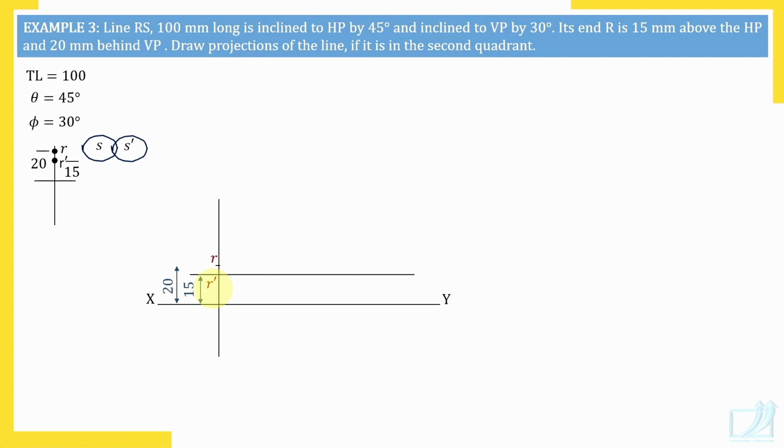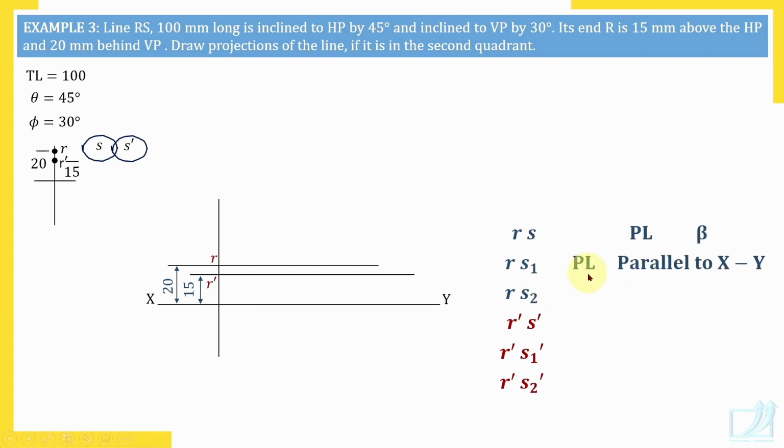Now through R and R dash, draw horizontal lines. Okay. Now you should know that RS, RS1, RS2, R dash S dash, R dash S1 dash, R dash S2 dash. These are the 6 views you are going to draw. RS has length PL and beta. RS1 has length PL and it is horizontal, and RS2, remember top view with suffix 2 has true length and true inclination. So in general, remember beta and phi are top view angles. Beta is the actual top view angle and phi is the true length top view angle.